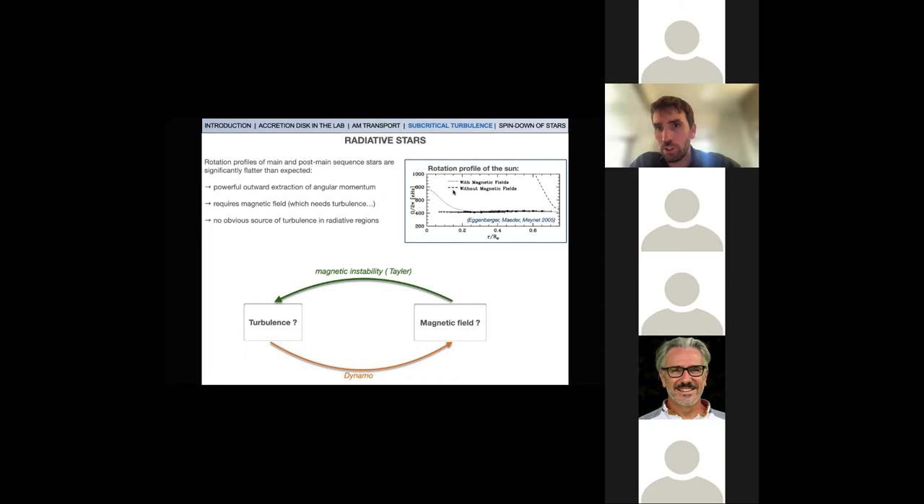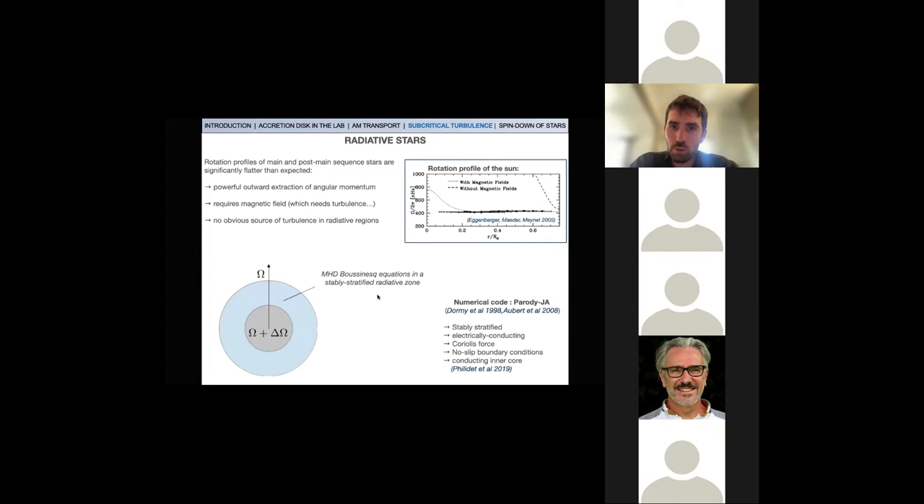So that was the motivation for the work I've done with Ludovic and Florence. We have a very simple model. It's two concentric spheres, so it's a quadrupole problem in spherical geometry. The inner sphere is rotating faster than the outer one by a factor delta omega. And between the two spheres, you have some electrically conducting fluid. And more importantly, it's stratified. So it's stable. There is a stable temperature gradient in this Boussinesq approximation. And we're using the PARODY code to do that.